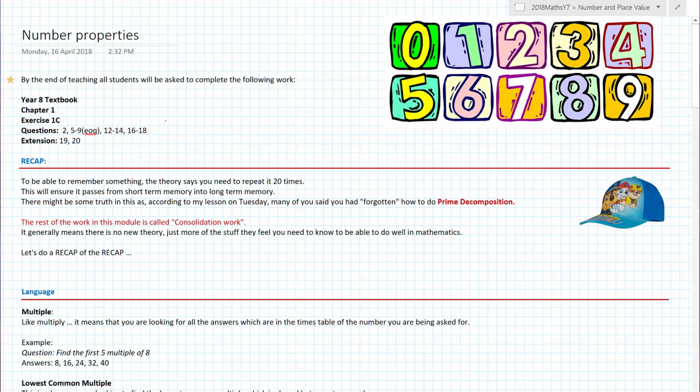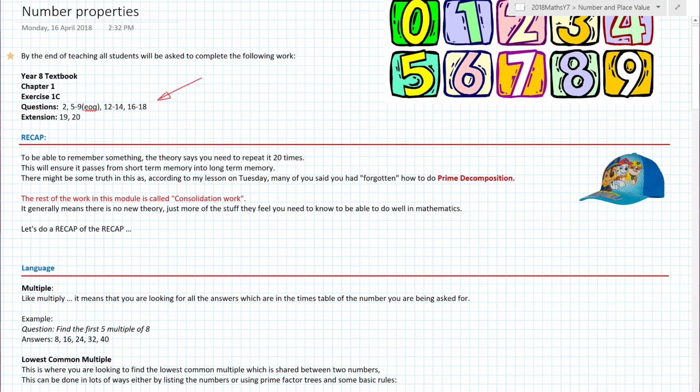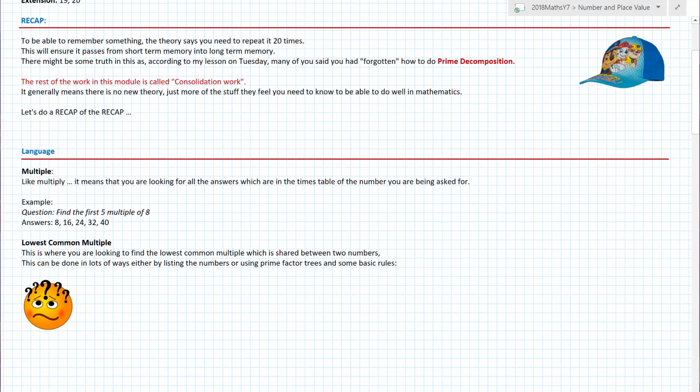So, those who are working with me, those are the questions in the Year 8 textbook, Chapter 1, Exercise 1C. There are some extension questions here that are funky as funky. Recap. Do you like my little joke there? Yes, I know, it's a cap.